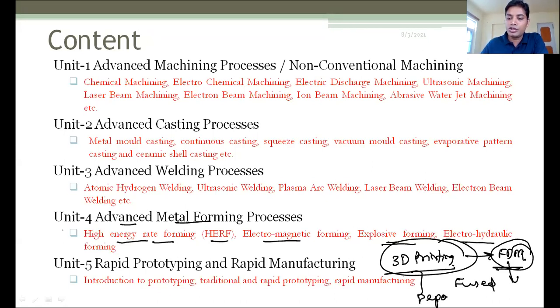Fused deposition modeling. This is a simple one technique. There are a number of techniques available, so this is the one technique. This is based on 3D printing, which is based on the FDM technology.